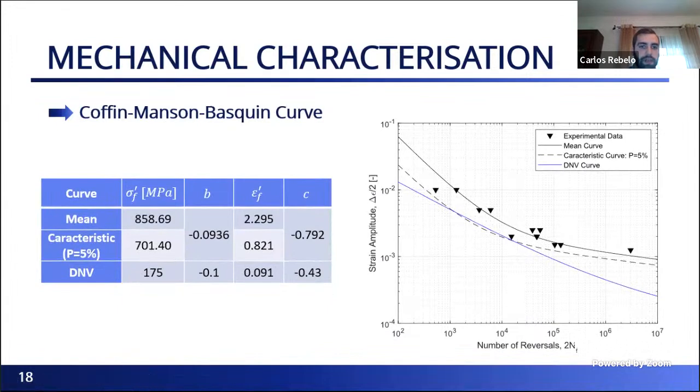I present here the values obtained for the parameters of the CMB model. In the same table, I present the values proposed by DNV. The graph on the right displays the 3 curves obtained based on these values. The curve proposed by DNV provides a good approximation for a number below 10 to the 5th power reversals. However, for a number higher than this, it is a quite conservative curve.